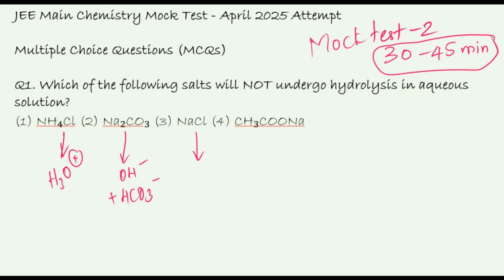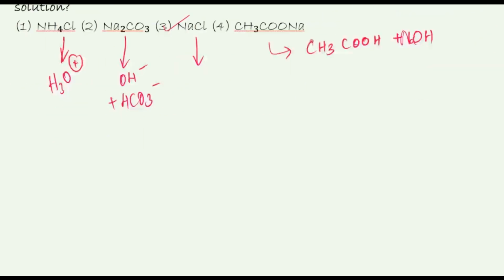Na comes from a strong base, NaOH, and Cl comes from the strong acid HCl. Neither ion undergoes hydrolysis. So the answer to this question becomes NaCl. What about sodium acetate? Once again, acetic acid and NaOH are formed. So which can undergo hydrolysis in aqueous solution? The answer to this question is NaCl.